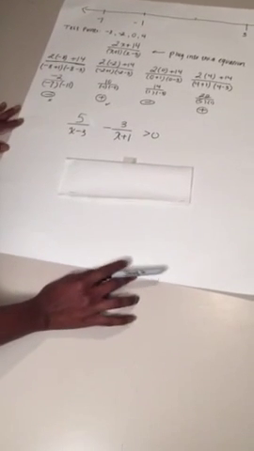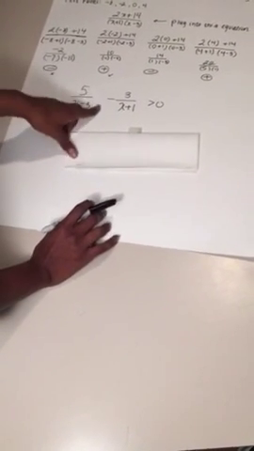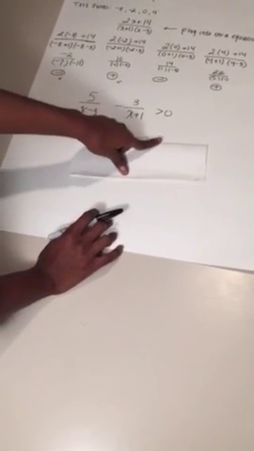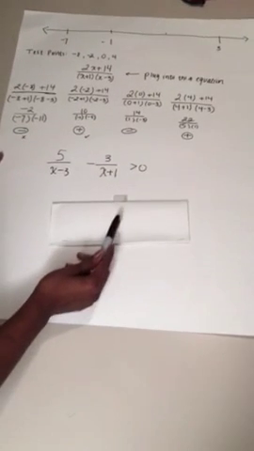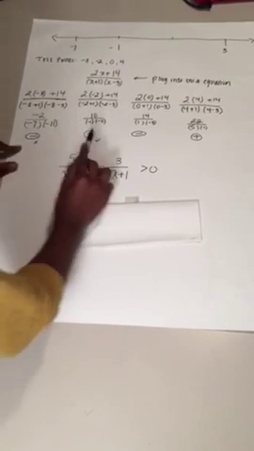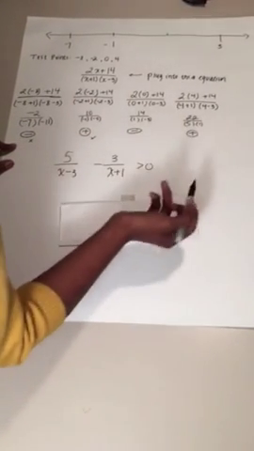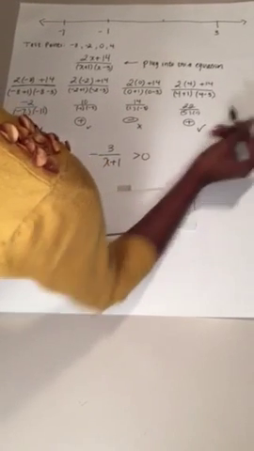So we're going to go back and look at this equation here. It's 5 over x minus 3 minus 3 over x plus 1 is greater than 0. So to make this inequality true, we need to find something that is greater than 0. So this is negative, so that's not. This is positive, so that's going to work. This is negative, so this will not work. And this is positive, so this will work.